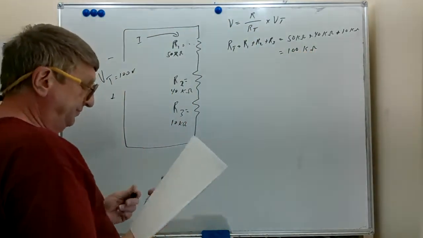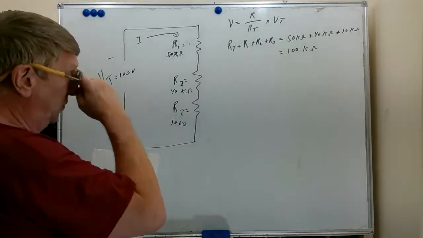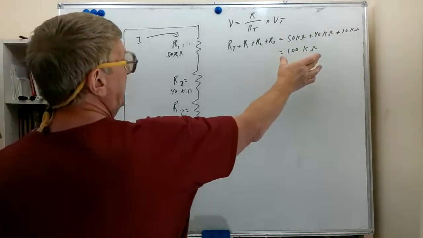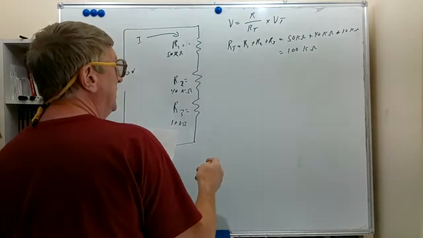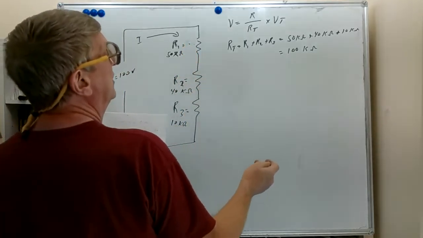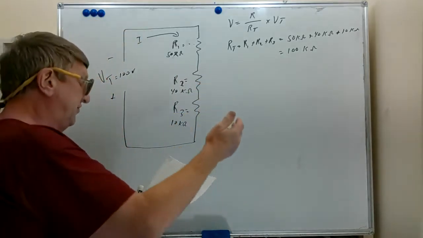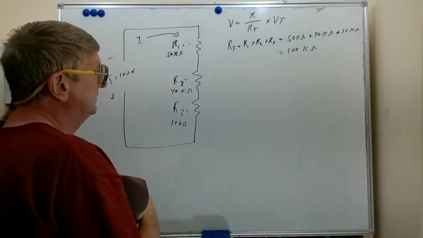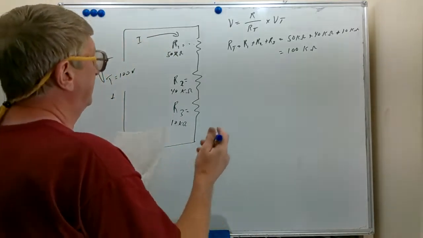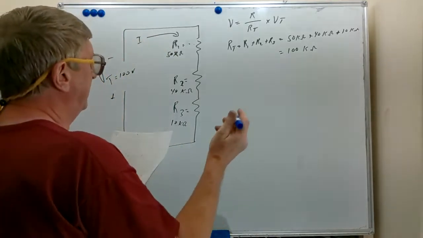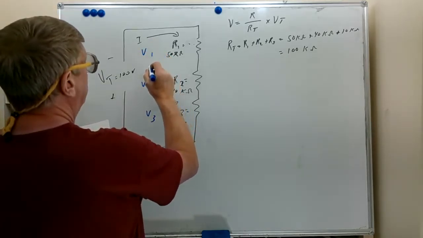And VT is 100 volts. So we have RT of 100k ohms, we have VT of 100 volts, and we have all the R's. So we have a formula that allows us to calculate the voltage across any of these resistors without calculating the current. We could calculate the current to do that, but this saves us a step. So let's see what the voltage across, we'll say this is V3, V2, V1. Let's calculate each of these.